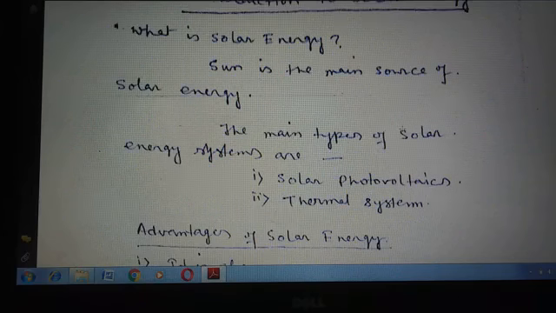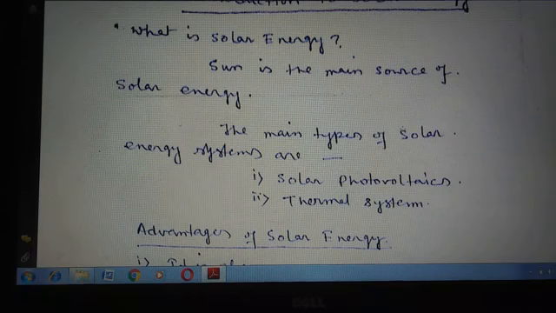Now there are many types of solar energy utilization systems. First is the solar photovoltaic effect, that means solar power generation, and next is the thermal system. Now the solar photovoltaic system. A solar photovoltaic system, called an SPV system, is a field of solar energy utilization by which solar radiation from sunlight is converted into electrical energy using semiconductor materials like silicon or GaAs, which is gallium arsenide.